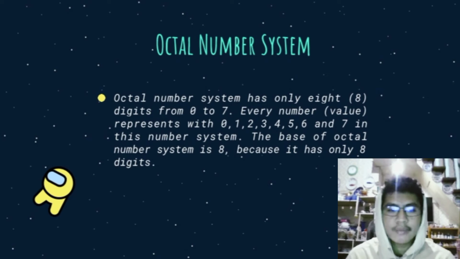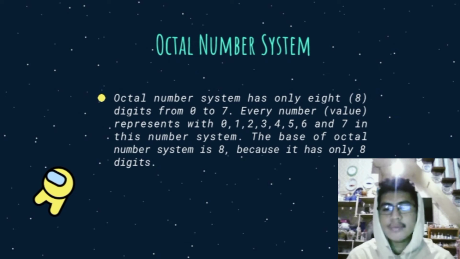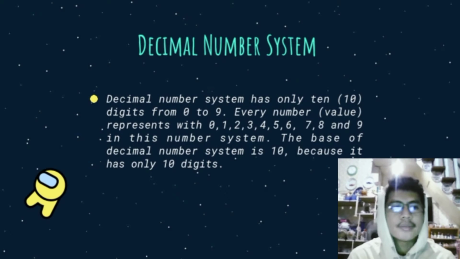Octal number system. The octal number system has only 8 digits from 0 to 7. Every number is represented with 0, 1, 2, 3, 4, 5, 6, and 7 in this number system. The base of the octal number system is 8 because it has only 8 digits.